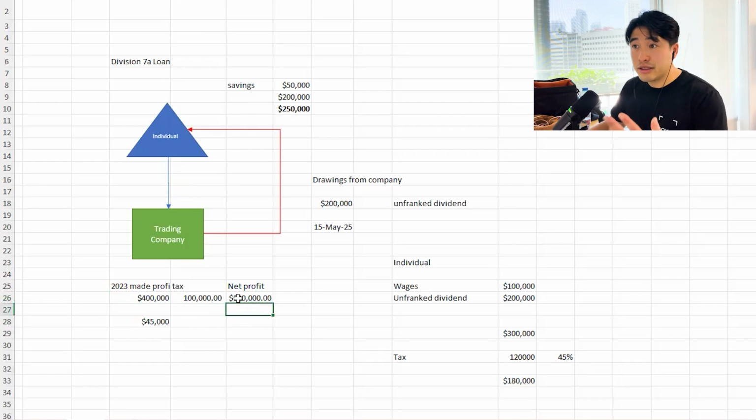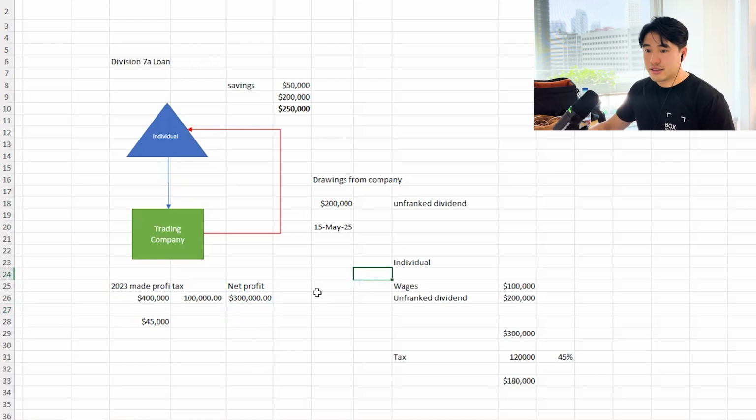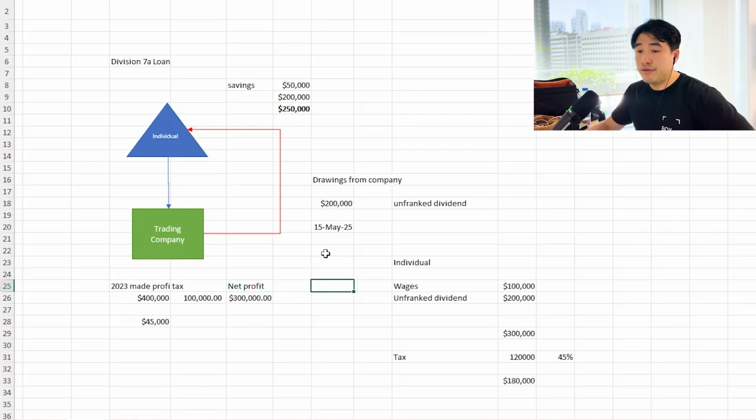Sometimes not even the second year. It's usually maybe even the third or fourth year that the ATO comes calling, because it's pretty obvious. They'll see this big amount sitting in loans that hasn't been paid back. And once the ATO checks it, they can cause that problem for you.